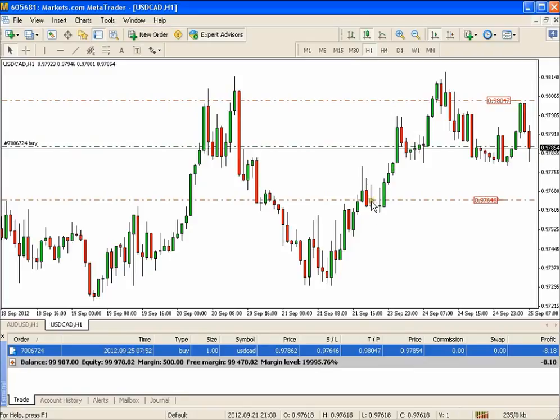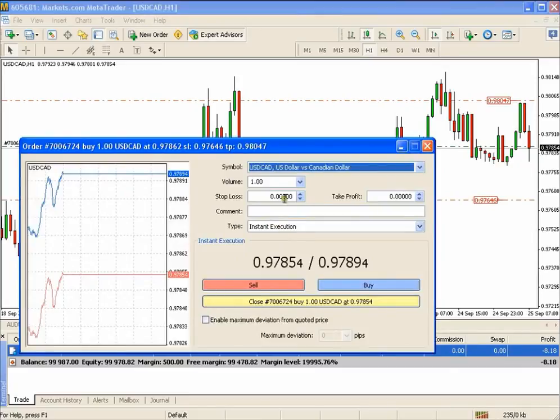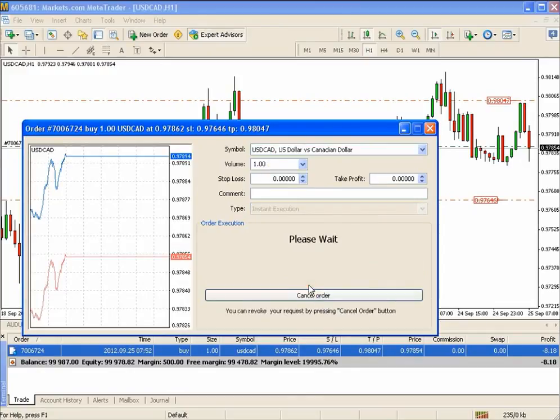Next thing to look at is how to close a trade. Now this is a demo account, so I'm going to close this trade before it goes into profit. Once again, you've got each trade loaded up like this. You can right click anywhere and you can click close order. You'll see it'll bring up by default the symbol of whatever trade you had at the bottom there. So it's US Canadian deal that we're in. You see the size here is 1. By default it sets as 1. Now if I click close, it's going to close the order.